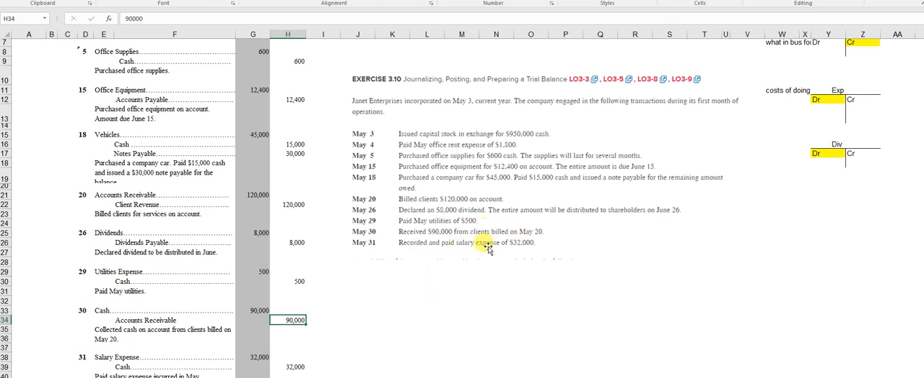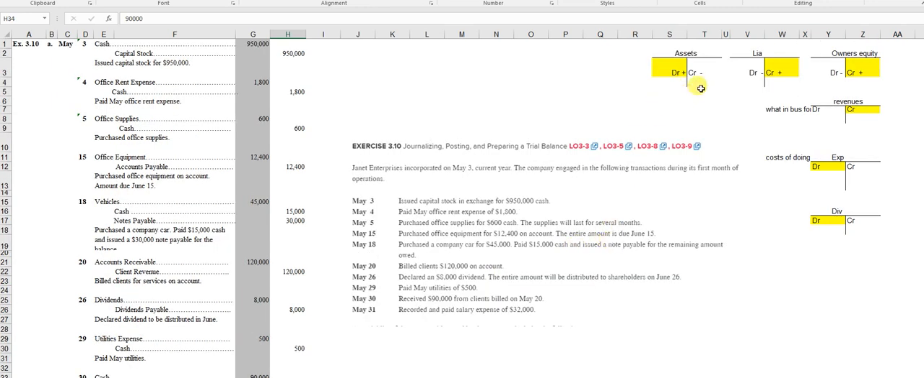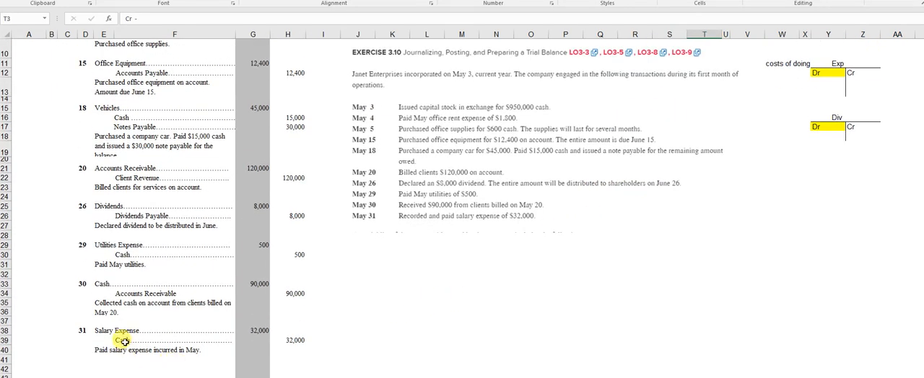I recorded and paid salaries expense of $32,000. I paid it, so cash is going down, so I credit cash. Why is it going down? Because I paid salaries. Salaries is the cost of doing business, so I debit the expense. Okay.